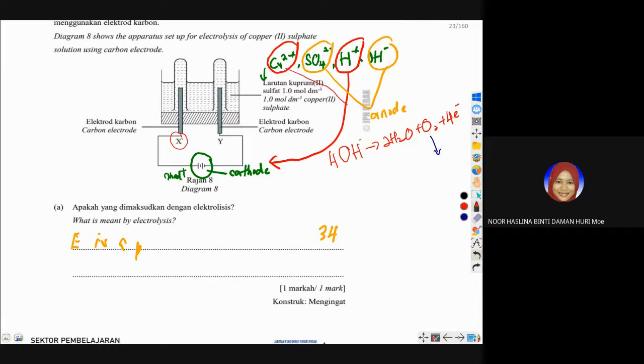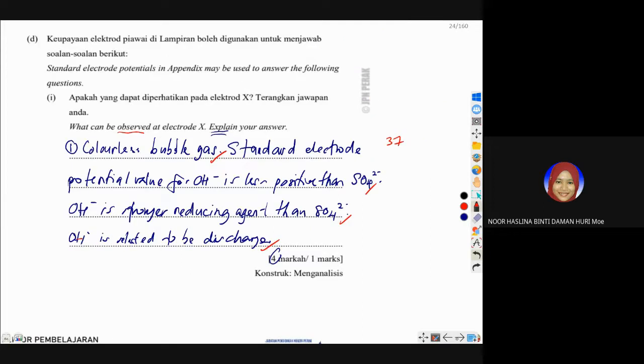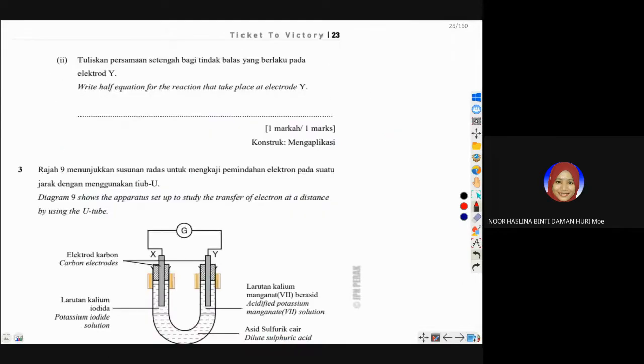So, which one will be chosen? Okay, dekat cathode pula. Okay, which one will be chosen to be discharged at electrode Y? Cathode. Hydrogen ion or copper 2 ion? Siapa dekat sini? Okay, hydrogen ion or copper 2 ion?